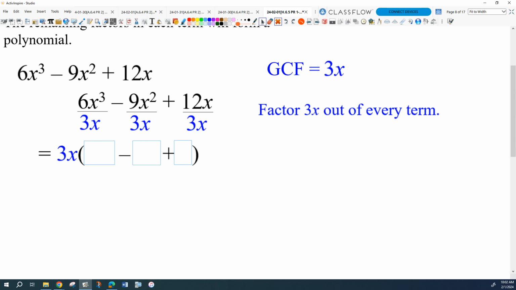6x cubed over 3x, well, 6 over 3 is 2. X cubed over x is x squared, right? Negative 9 over 3 is negative 3. X squared over x is x. 12 over 3 is 4, and x over x cancels. You see my point? Okay. When this gets more complicated, as it eventually will, this process is always going to work. When you factor out a GCF, you can just divide that away from each term to see what goes in the grouping symbols, the parentheses. Okay.